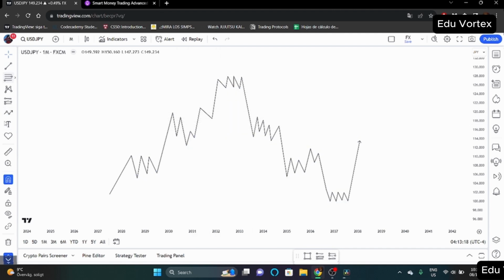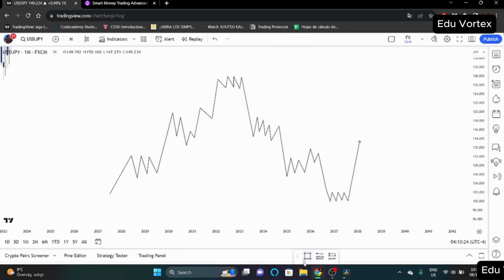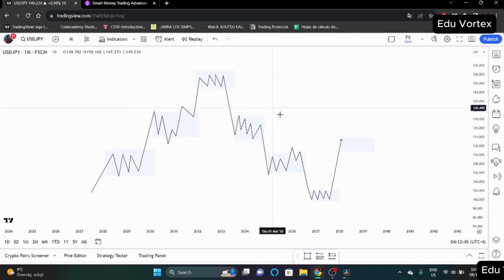This is a market maker buy model right here. This is the first accumulation phase, second accumulation phase, reversal, first distribution phase, second distribution phase, reversal, and it repeats on and on. You're probably seeing this in the market and you see, okay, this is exactly how the market operates. Yep, that's exactly how the market operates.